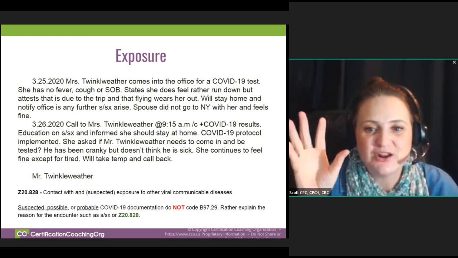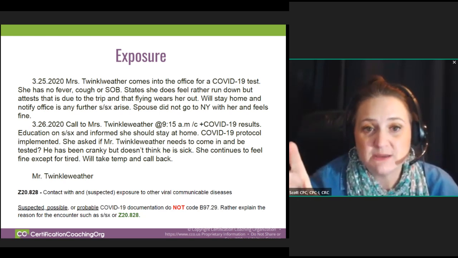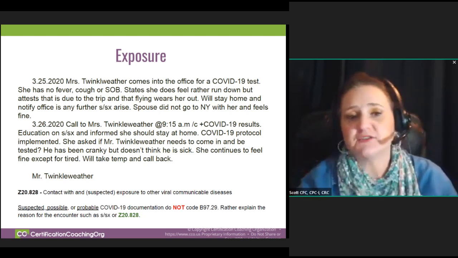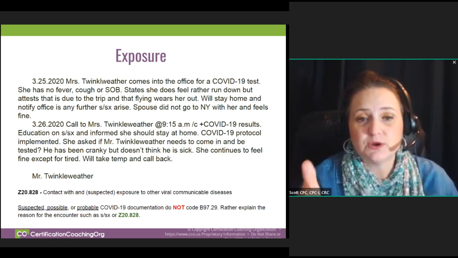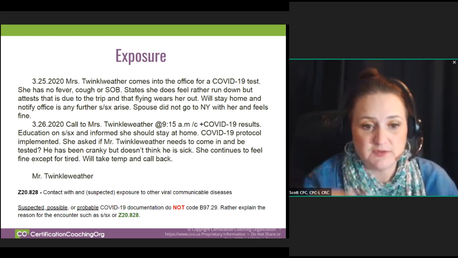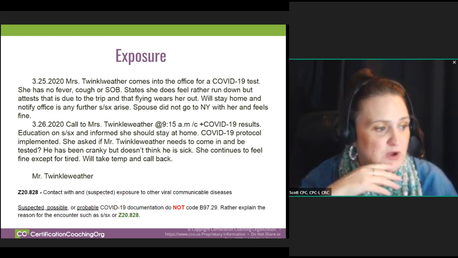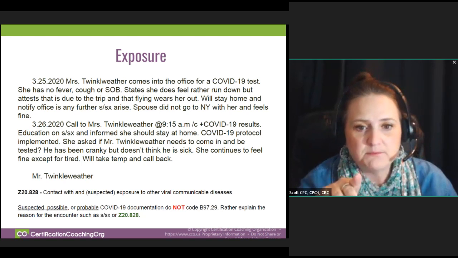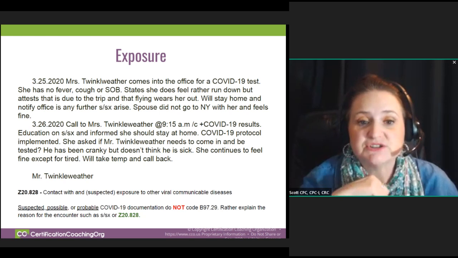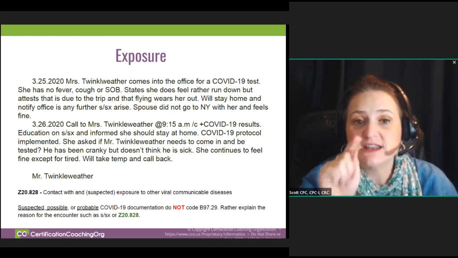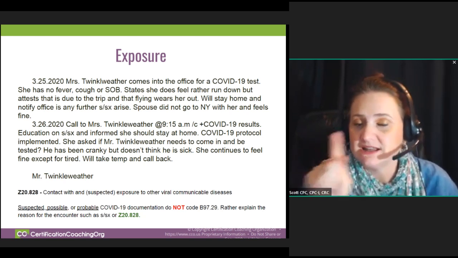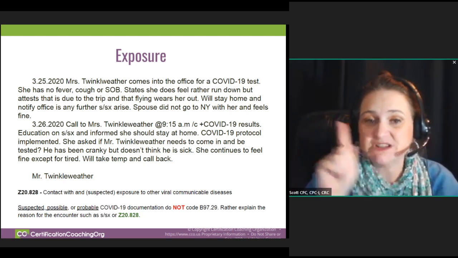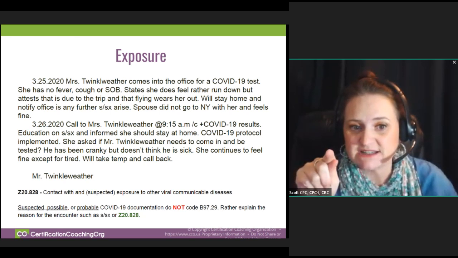Okay, so stay at home. The protocol gets implemented. And again, different places will have different protocols, but that's going to be important if you are part of the clinic system. We need to know what they are. And then let's see, Mr. Tinkleweather, he has now been exposed to a confirmed case, not like her to begin with, possible exposure. It's confirmed. She has it.